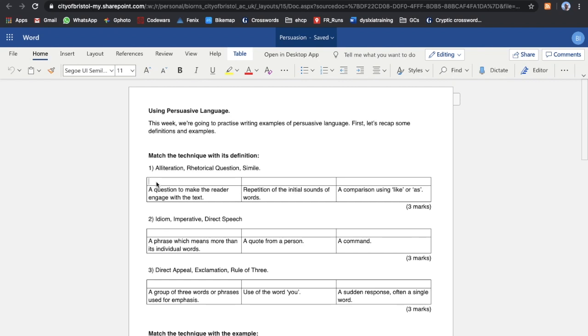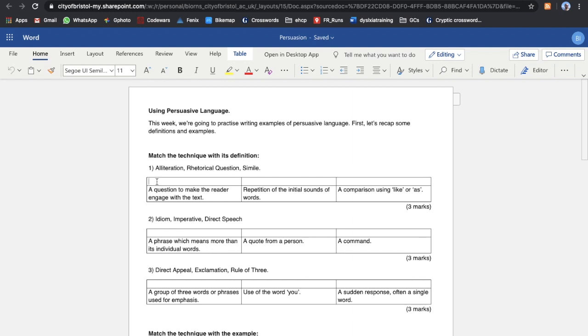So here are the answers to the using persuasive language work that you've done this week. Lots of you didn't do this first activity, matched the technique with its definition, and you assumed that I put these in the right order for you, and I didn't do that, and this has made some of your work very difficult to understand. So let's quickly work through these answers and then we'll look at some techniques and examples.